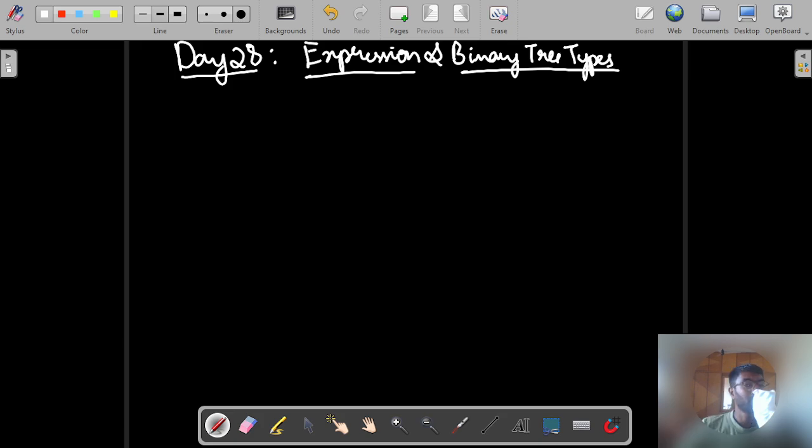Hello and welcome everyone. In this day 28 learning of expressions and binary tree types, we are first going to start out with expressions in binary trees and the way that we represent them, right? So we can represent an expression in a binary tree where a node holds an operand or operator. Like for example, there can be this expression.